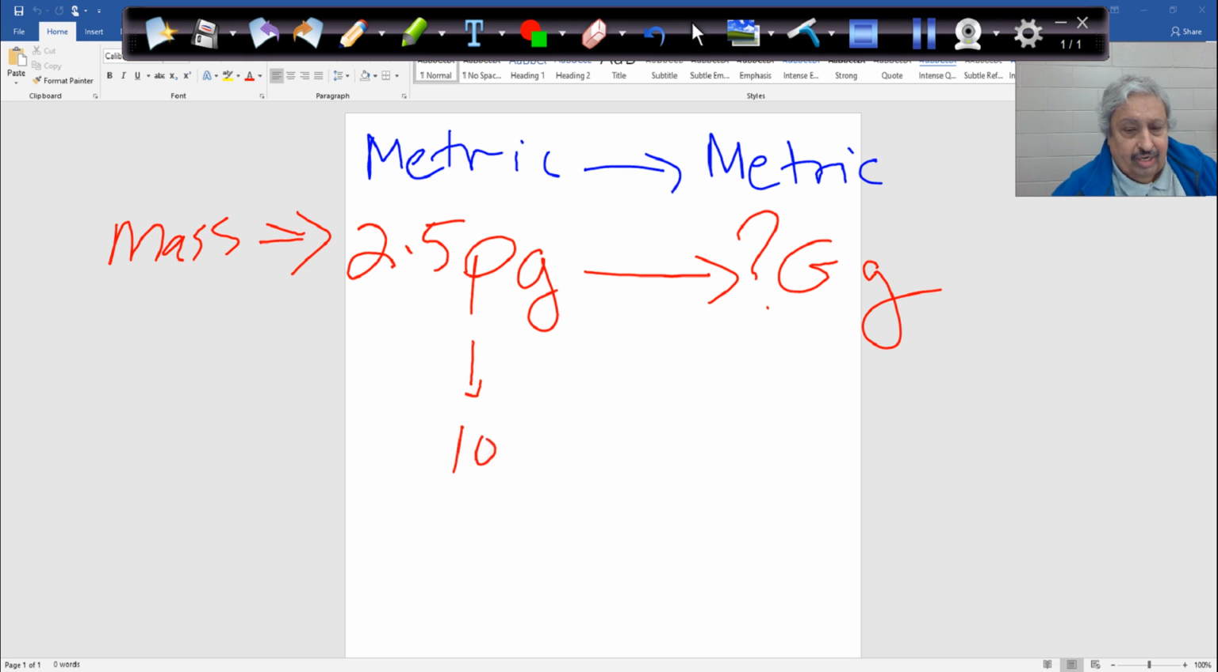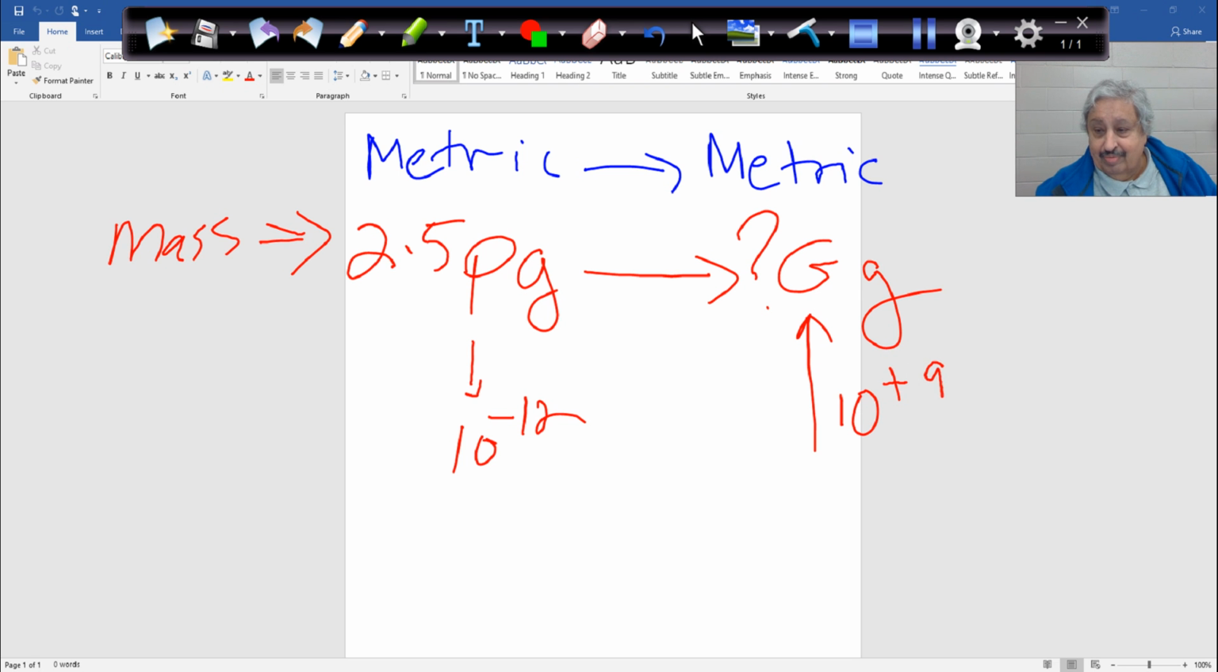Pico is 10, but what? Negative or positive? Somebody will look it up. Negative. How much? 12, correct? And giga, how much? Positive or negative? Positive, how much? 9. Okay, I can't help it. You have to print out the chart and make it handy, so you know all those prefixes of the metric system.